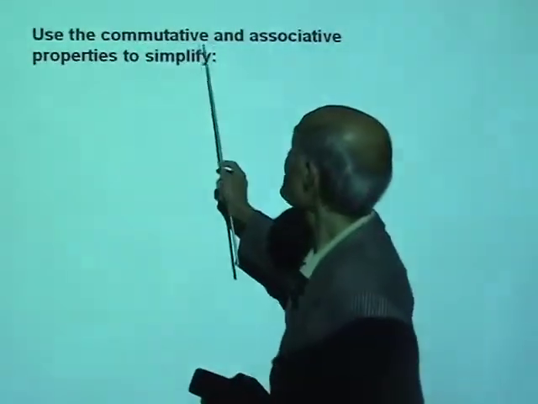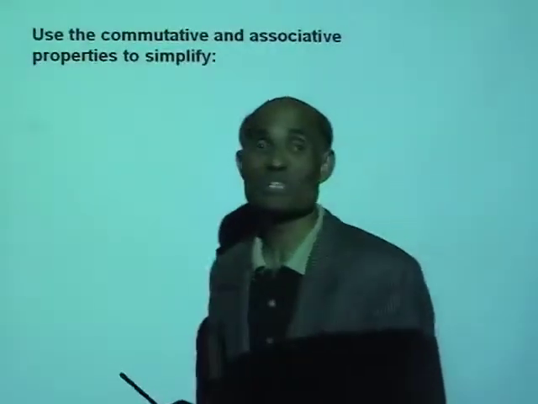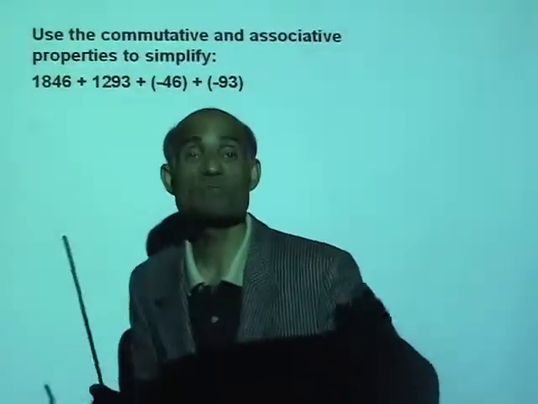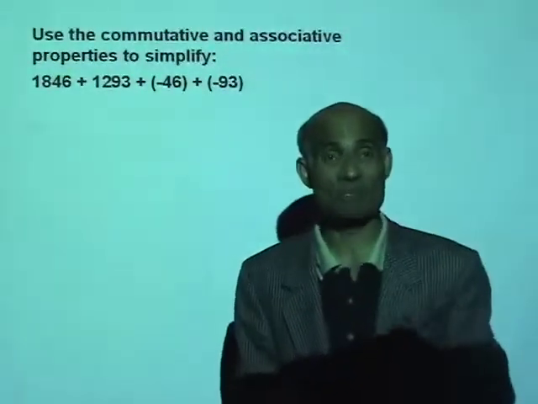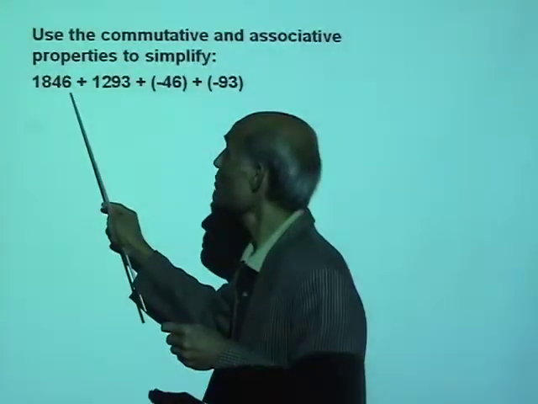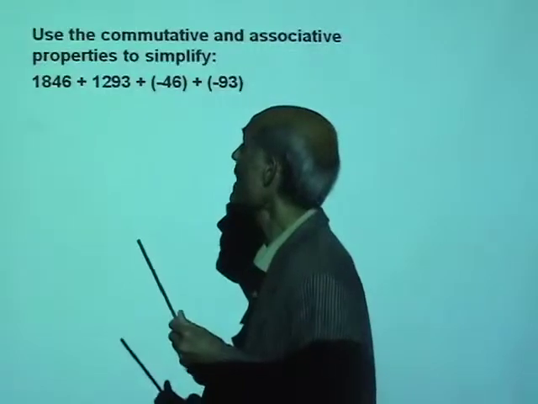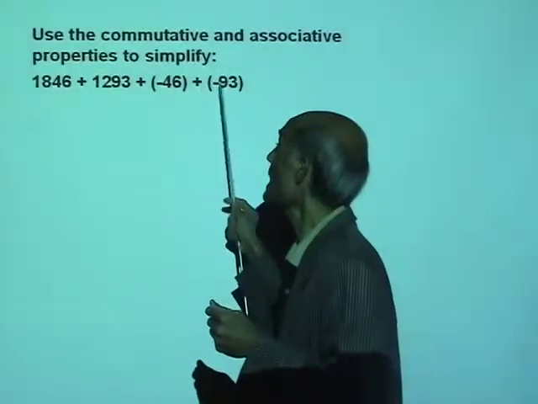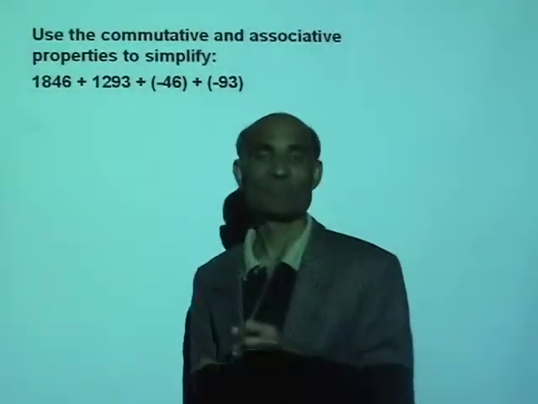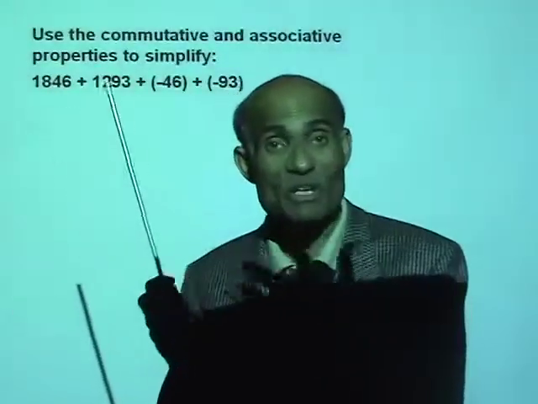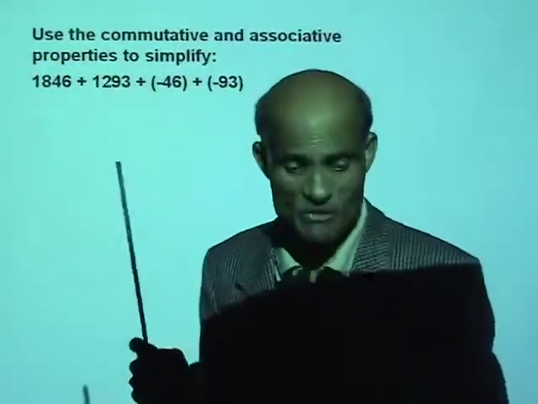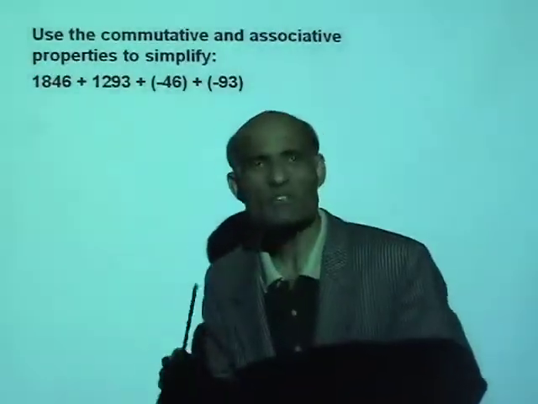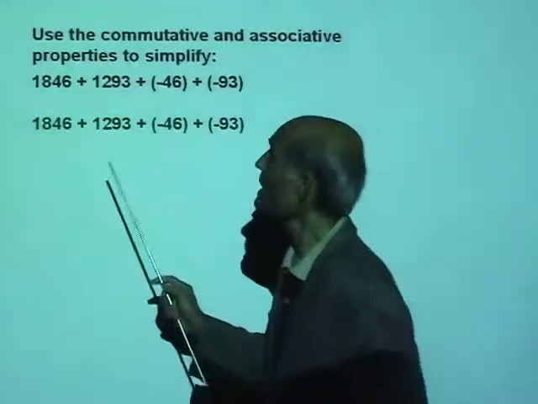Okay, use the commutative and associative properties to simplify. Look at this. That's a very nice problem to understand the meaning of associative property. 1846 plus 1293 plus negative 46 plus negative 93. Now this actually can be done in a very simple way if you rearrange and rewrite it in a slightly different way. Now look at the way I'm going to write it.